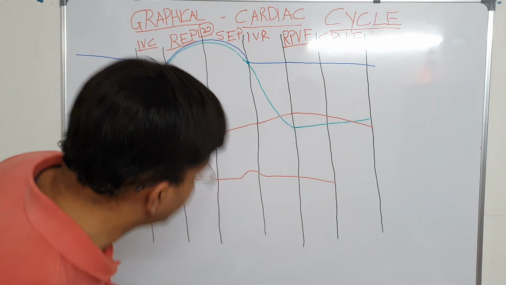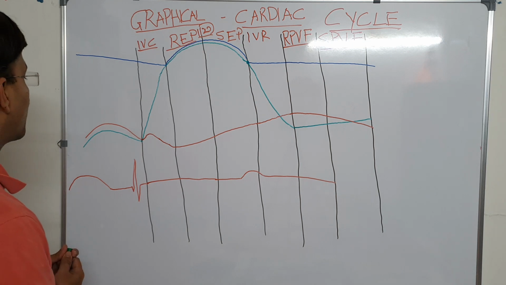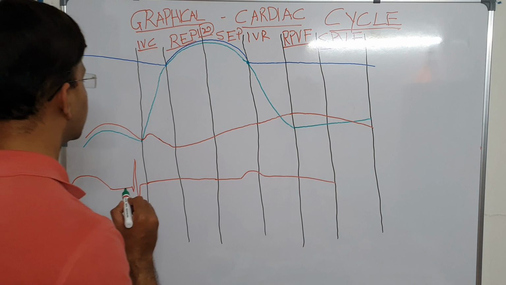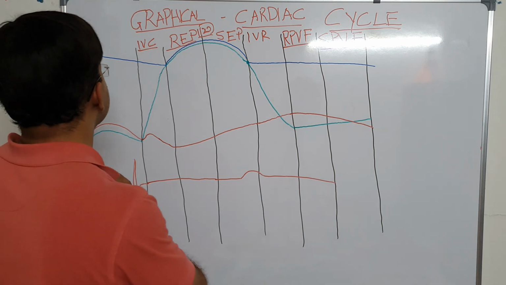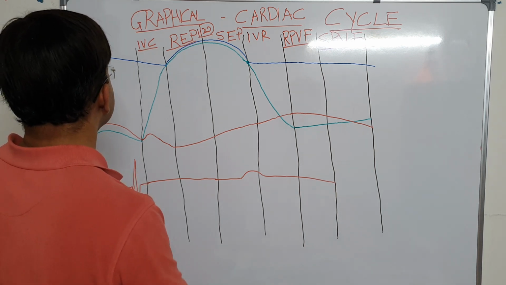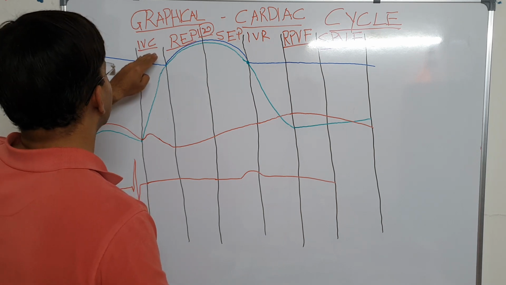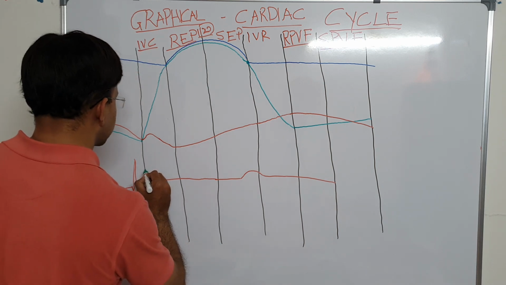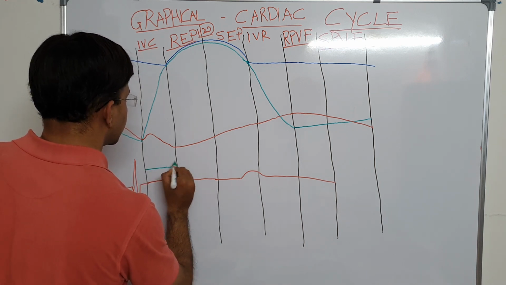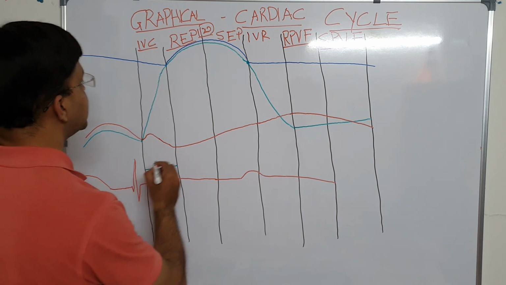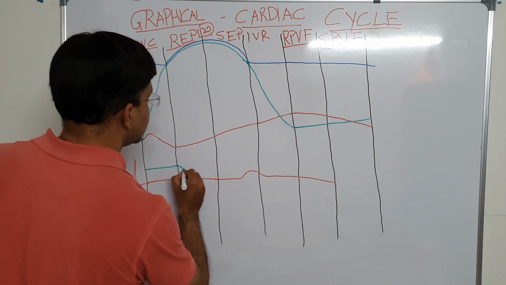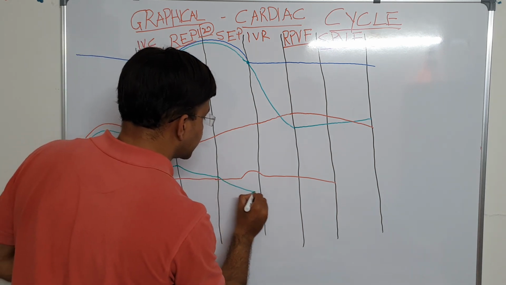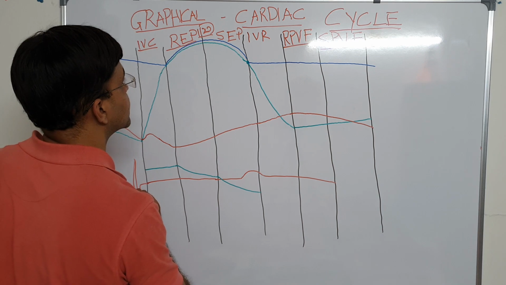So let's draw a left ventricular volume over here, right? Let's draw a line for left ventricular volume, right? In case of isovolumetric contraction, there is no change in volume. Let's draw something like this over here. No change in volume. In case of the rapid ejection phase, there will be a decrease in volume. In case of the slow ejection phase, there will be a further decrease in volume, right?